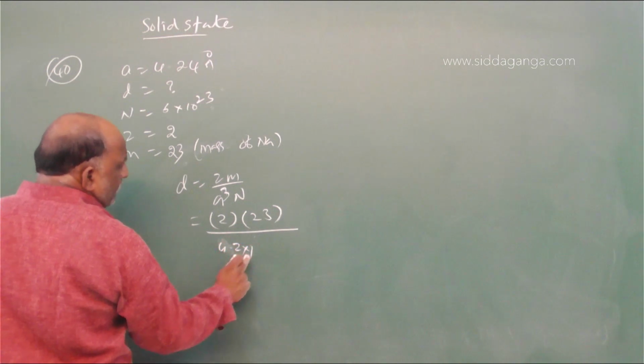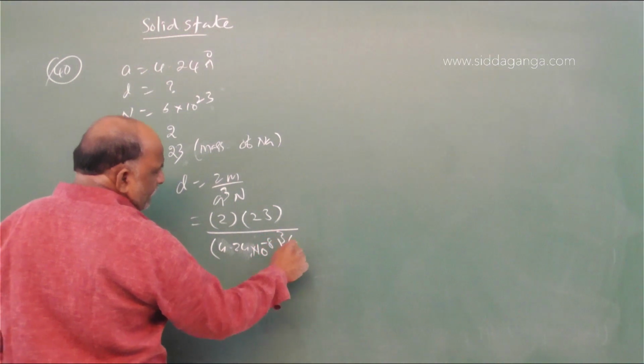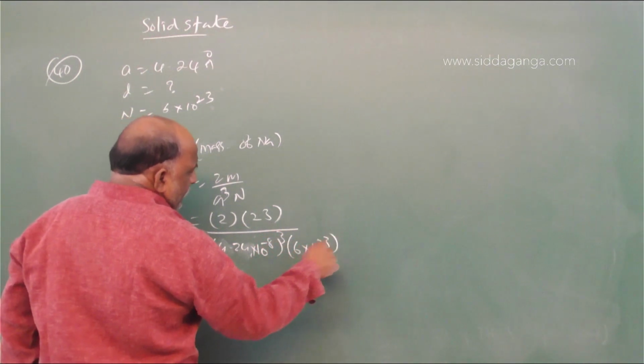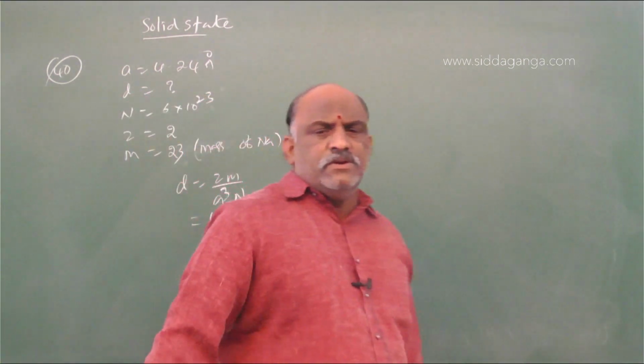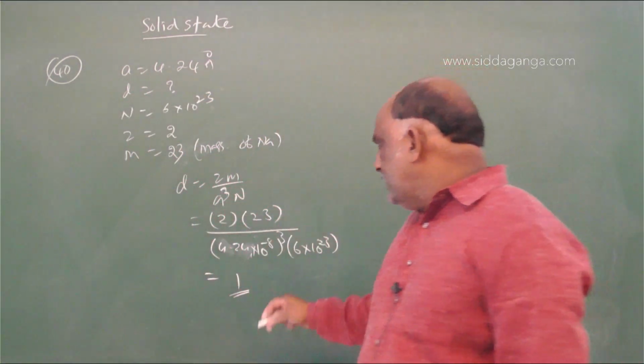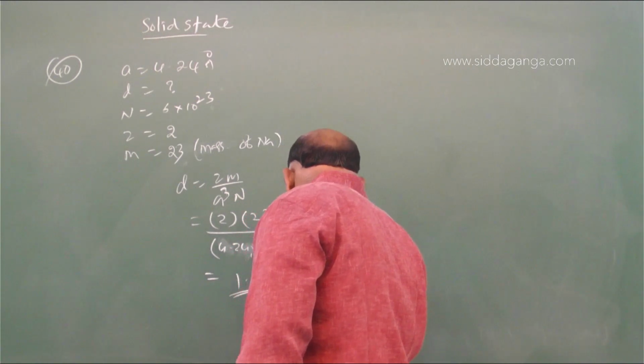4.2 into 10 power minus 8 whole power 3 into 6 into 10 power 23. On simplification, we will get 1 only. Simplified, this you will get only 1. Actually, 1.002 gram per centimeter cube we will get.